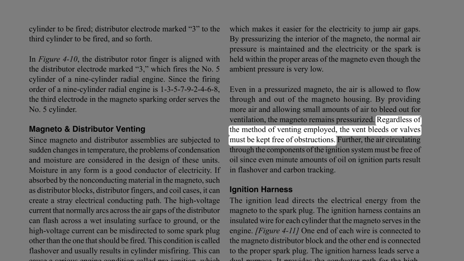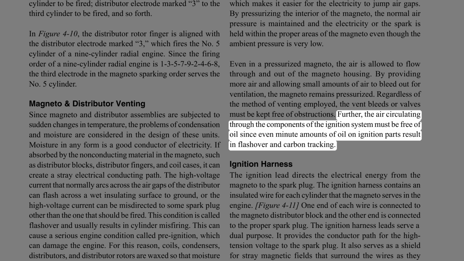Regardless of the method of venting employed, the vent bleeds or valves must be kept free of obstructions. Further, the air circulating through the components of the ignition system must be free of oil, since even minute amounts of oil on ignition parts result in flashover and carbon tracking.